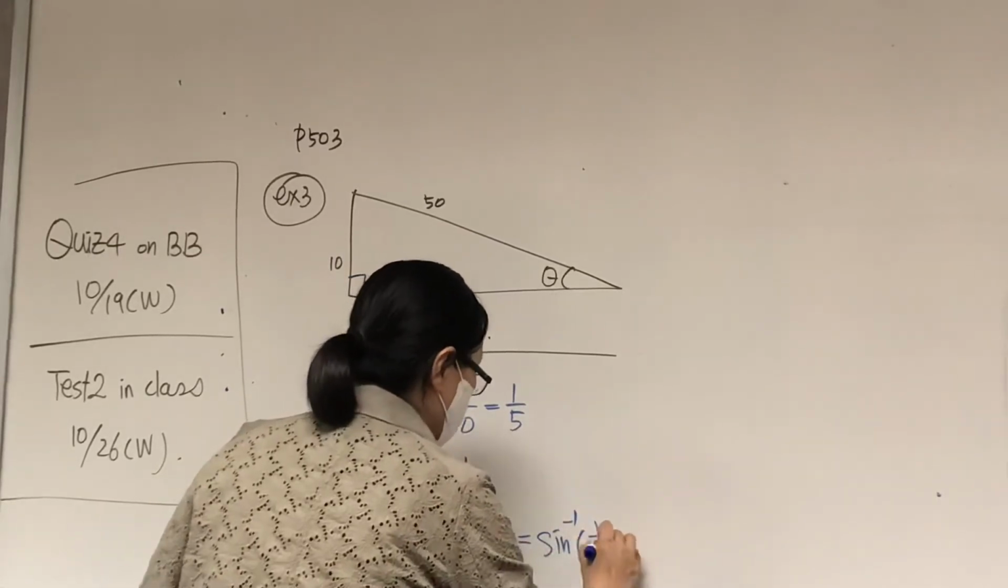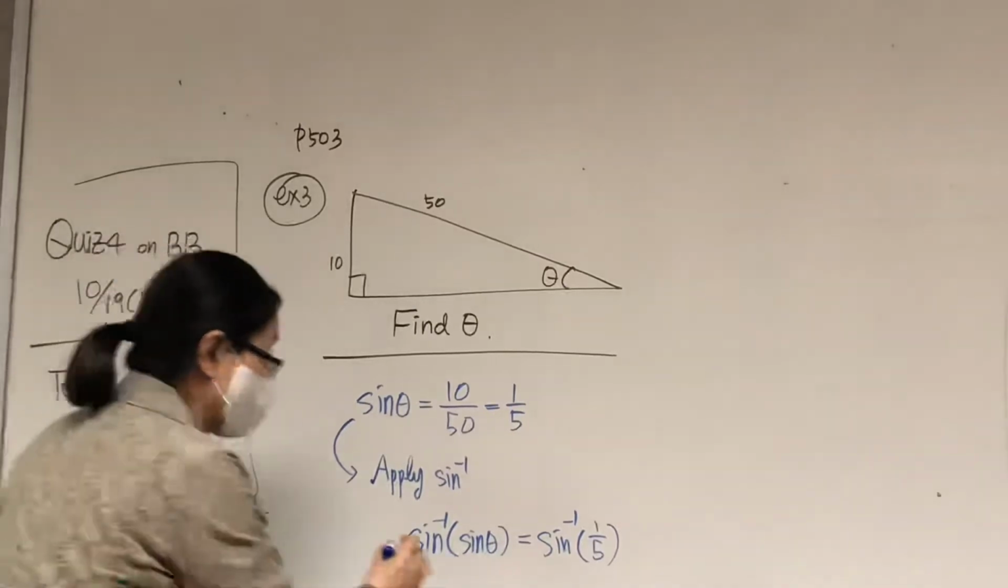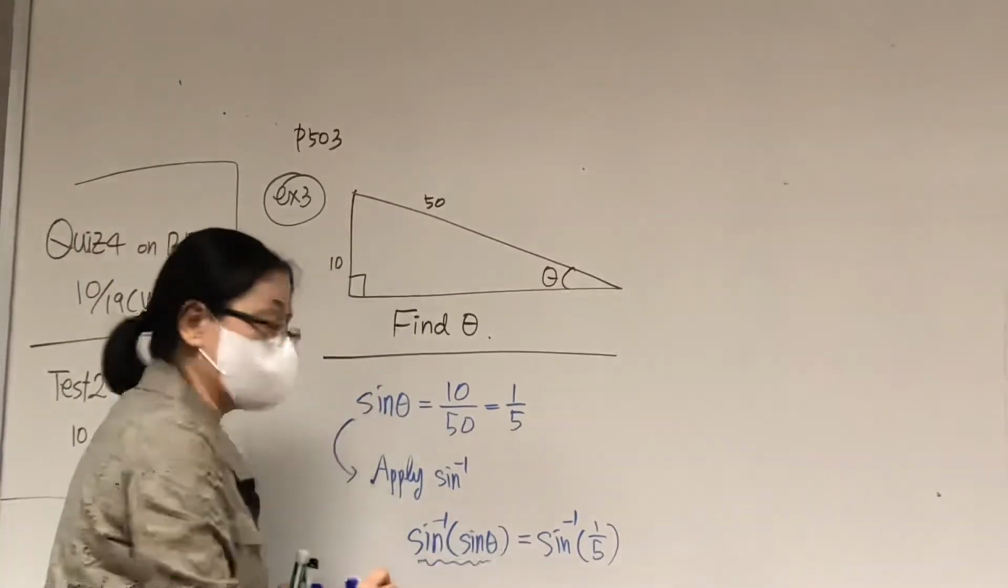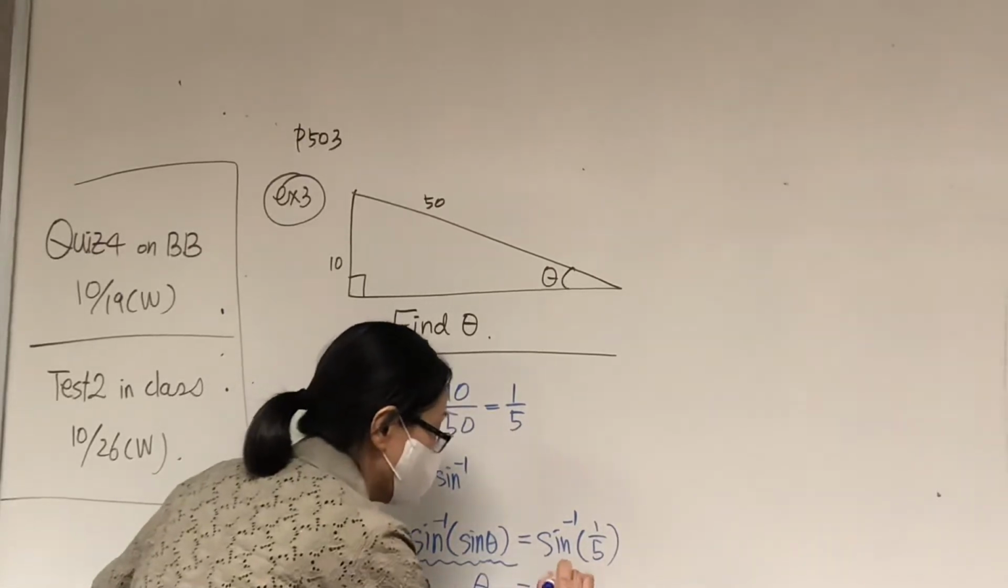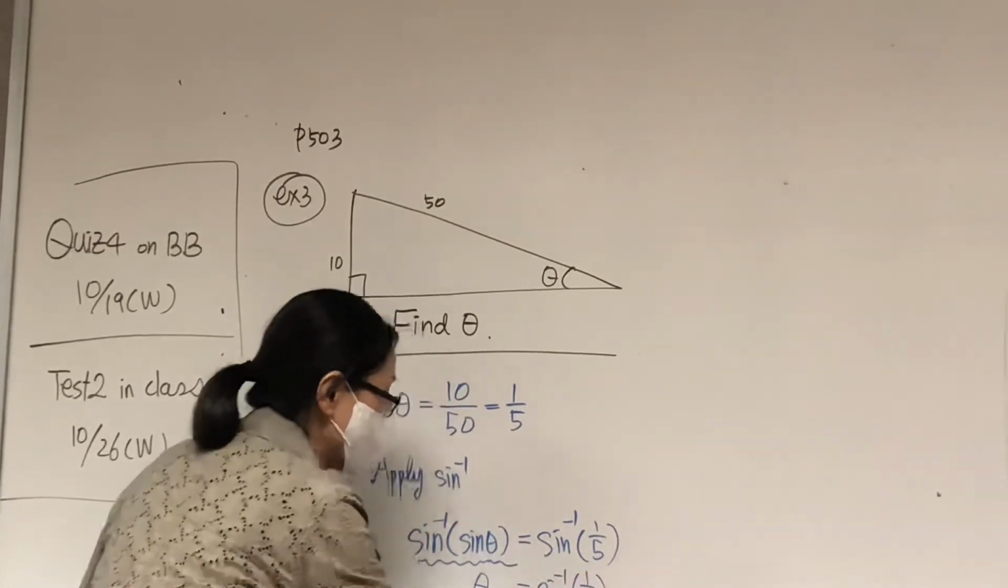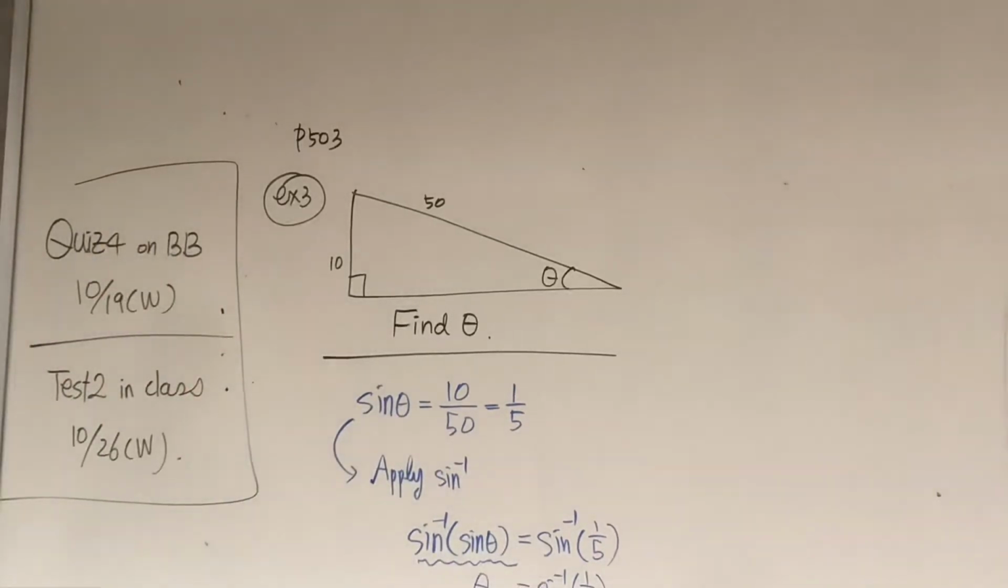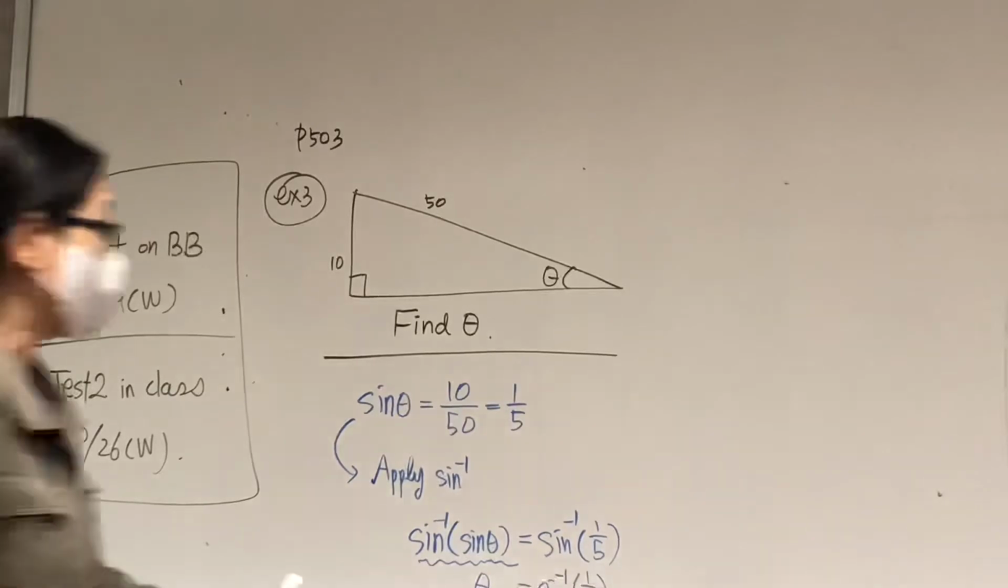And then this one is what? Identity. So the left hand side is what? Theta. So this is your answer. Sine theta is 10 over 50, because of the triangle. You understand? So you solve for theta. Theta is sine inverse of 1/5. Very simple if you understand the concept of inverse. But if you don't understand the concept of inverse, you cannot.